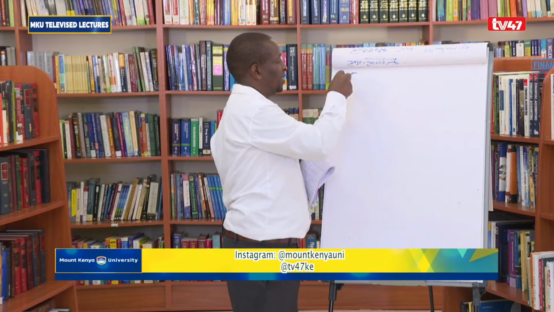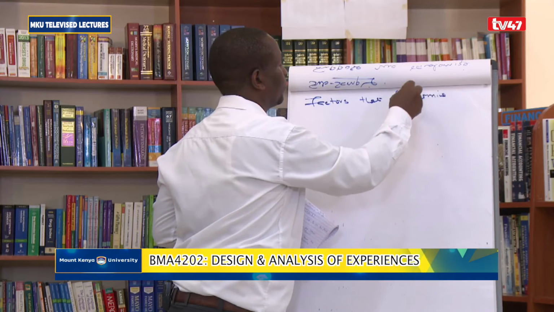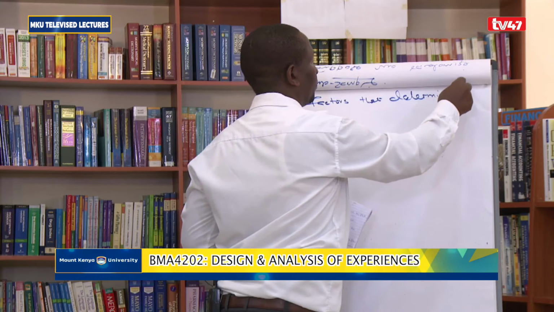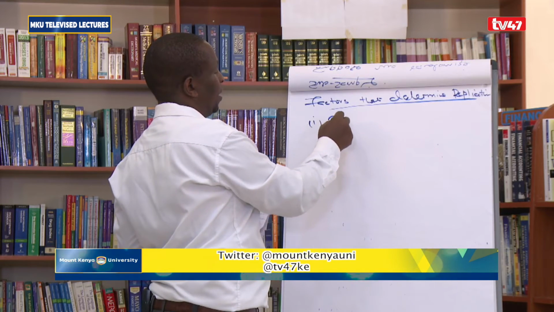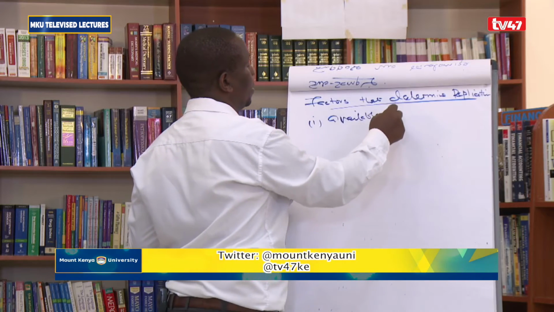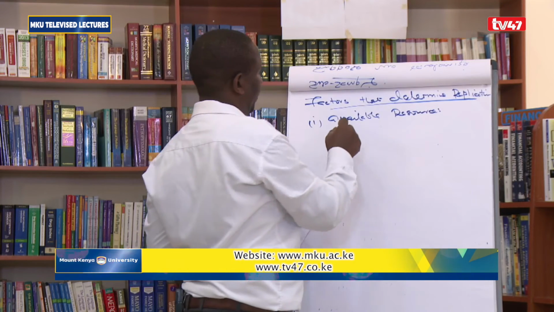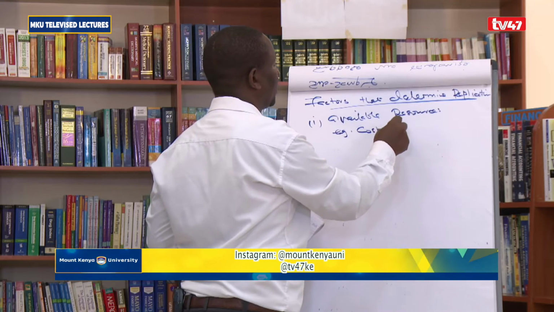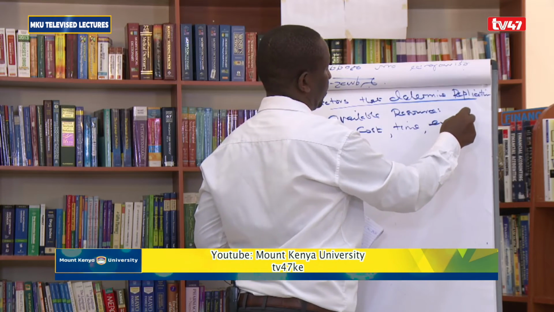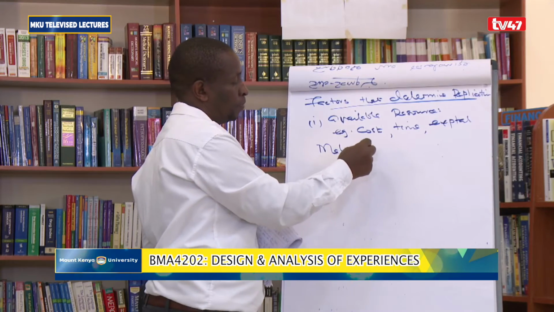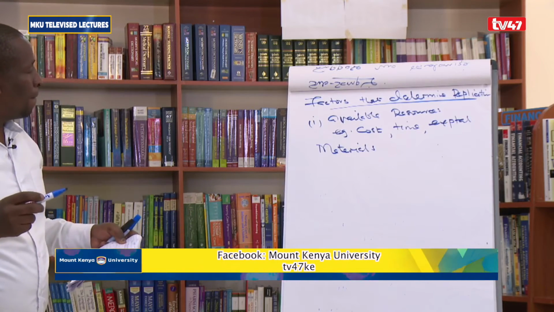So factors that determine replication: one, available resources, such as cost, time, or even experimental materials. All these may hamper replication.